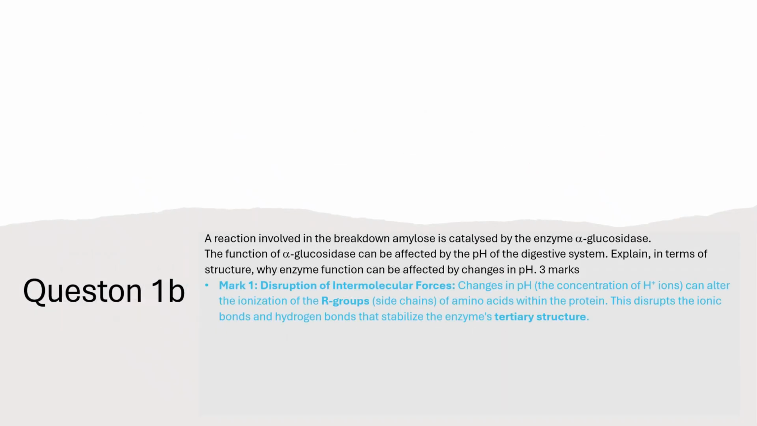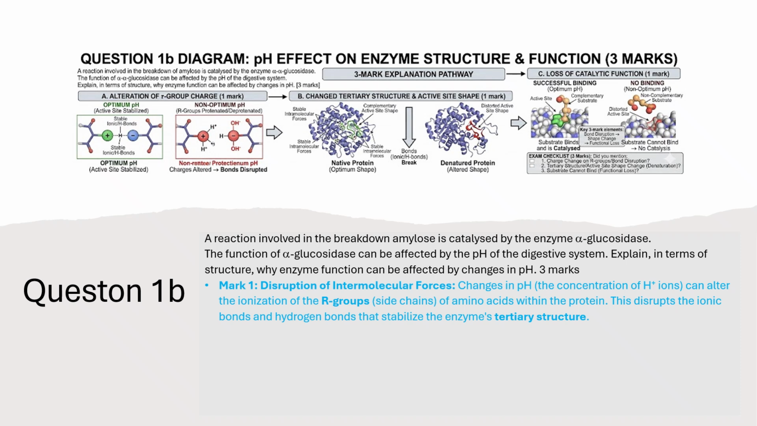Mark 1. Disruption of intermolecular forces. Changes in pH, the concentration of H+ ions, can alter the ionization of the R groups, side chains, of amino acids within the protein. This disrupts the ionic bonds and hydrogen bonds that stabilize the enzyme's tertiary structure.